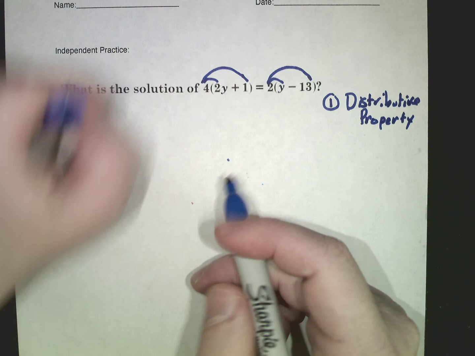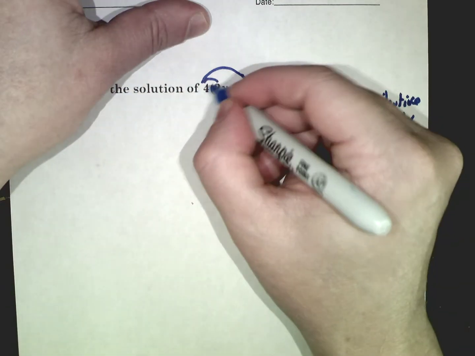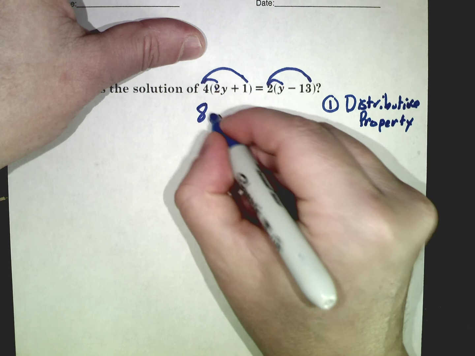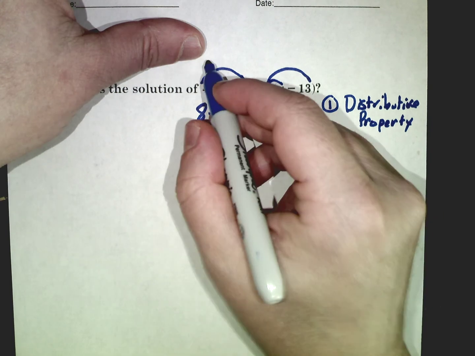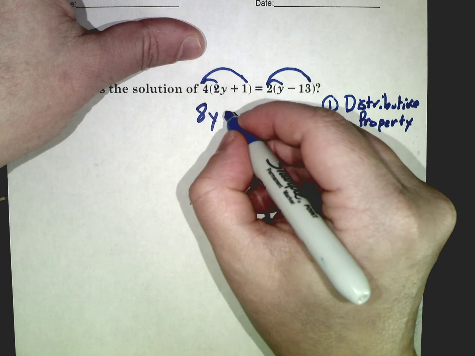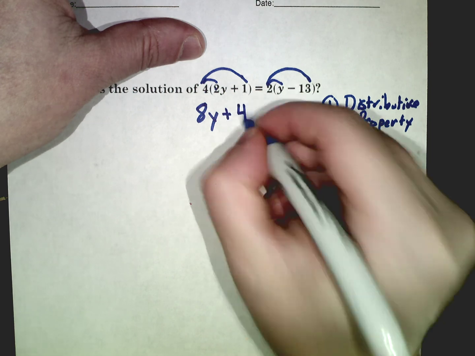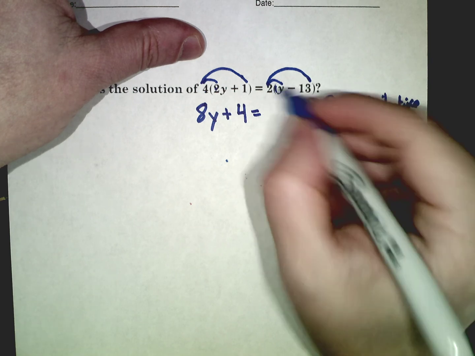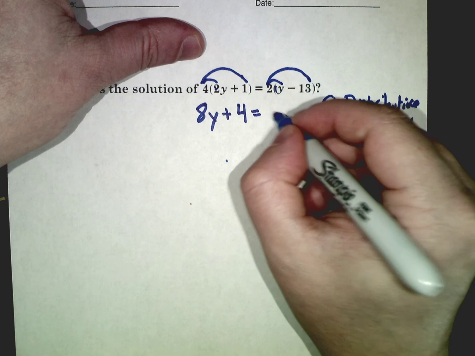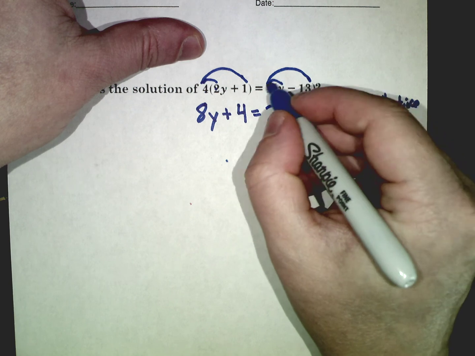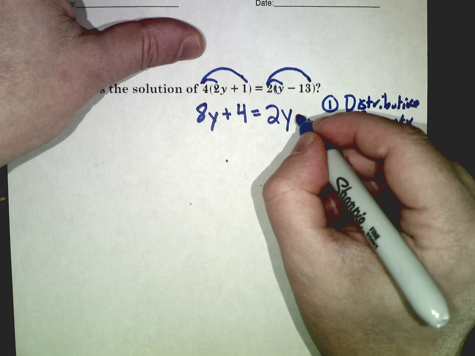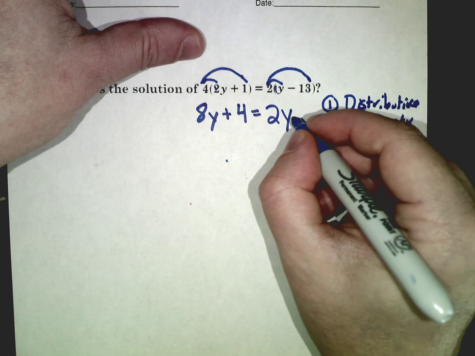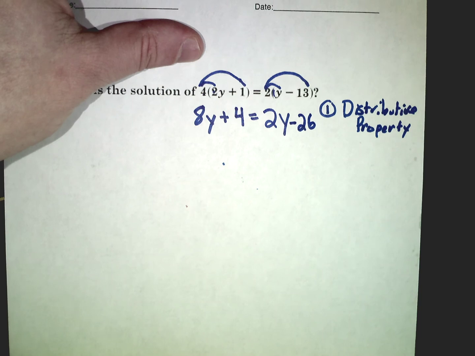Just got to go through with that. Make sure you get good at the distributive property. 4 times 2 is 8, and I keep the y. 4 times 1 is just 4. All positive, equals 2 times y. Well, y really has a 1 in front of it, so 2 times 1 is 2, keep the y, and then 2 times negative 13, I put that in the calculator if I don't know it, but it's negative 26. Save us time by not using the calculator here, but when you're doing it, I want you to use the calculator so you're good with it.